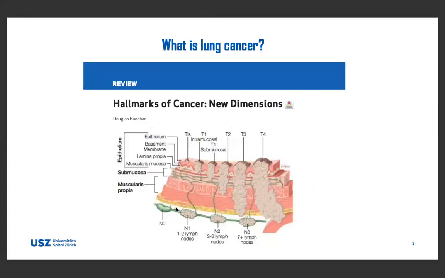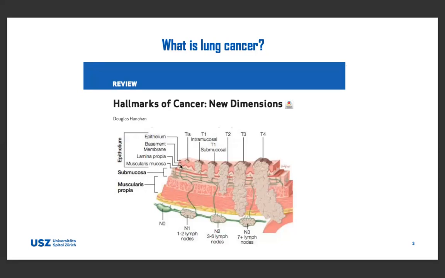So a quick recap: how does it look? How do we stage a tumor? How does the growth look? If you look at the membranes, we realize that there are different surfaces, different layers. And what's for us very important always to keep in mind is the basement membrane. So this is the second one here.